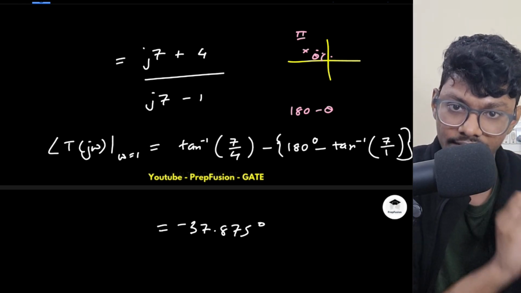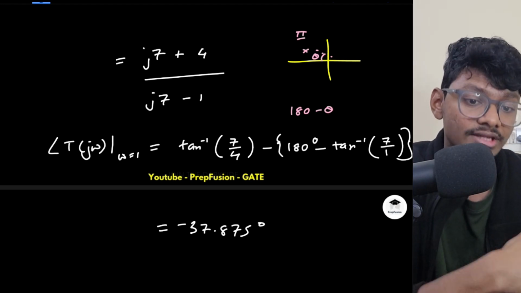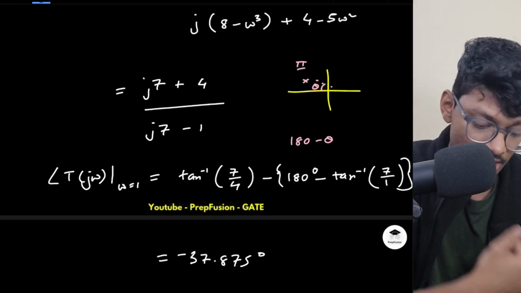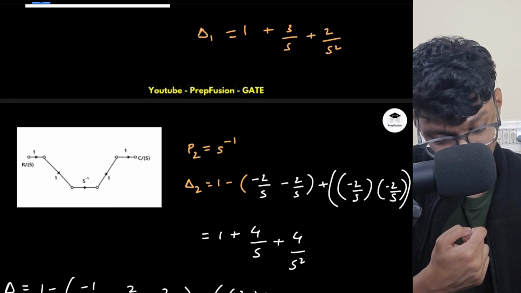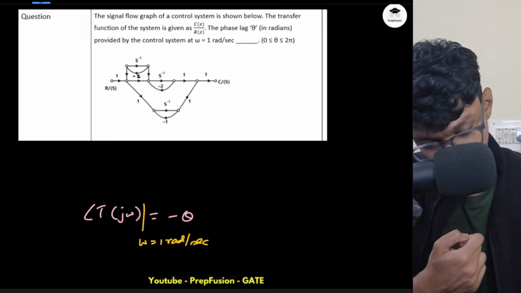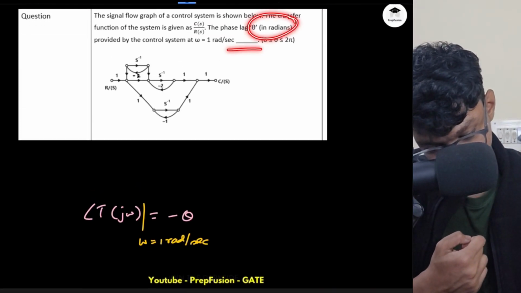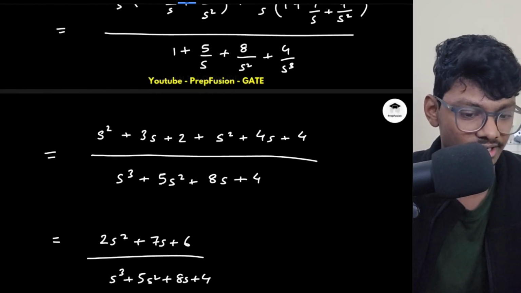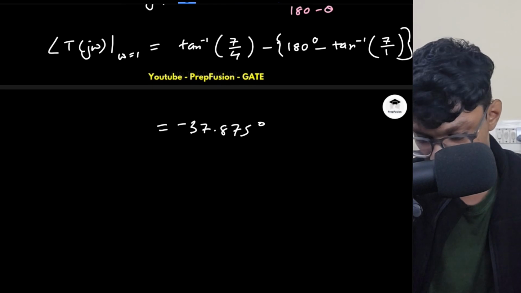So it is providing a phase lag of 37.875 degrees, but they have asked us in radians. They have not asked in degrees. They are asking radians. So I will answer in radians, right? This is a very, very good question. So I have to convert this into radians.